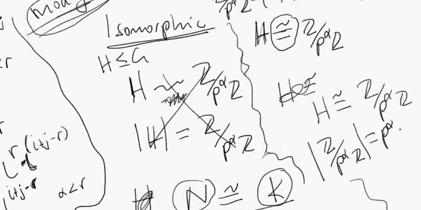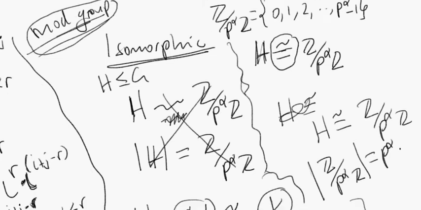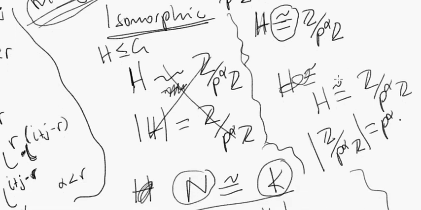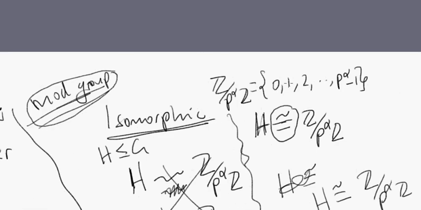So we're looking at Z mod P to the alpha Z. We're saying, well, what if H is actually the same or isomorphic to Z mod P to the alpha Z? If we can show this, can't we say something about the order? What's the order of Z mod P to the alpha Z? How many elements are there? We have 0, 1, all the way to P to the alpha minus 1. So can we say that there are P to the alpha elements in Z mod P to the alpha Z?